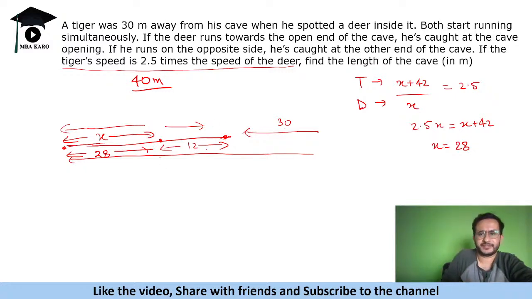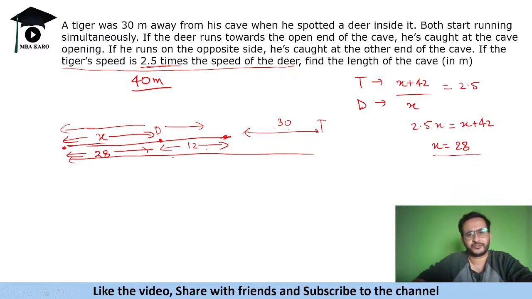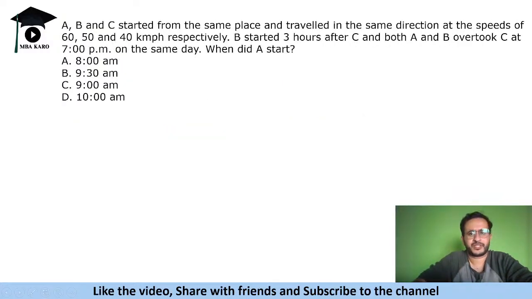How do we find this? So if he is running this side, the tiger will cover 30 and the deer will cover 12, because their speed is 2.5 times. And let us say the distance is x. So when the tiger is covering x plus 42, this is 12 and 30, and this is x. The deer is covering x. Okay, so you get the value of x as 28, and hence the length of cave is 40. Okay, so let's move to the next question.